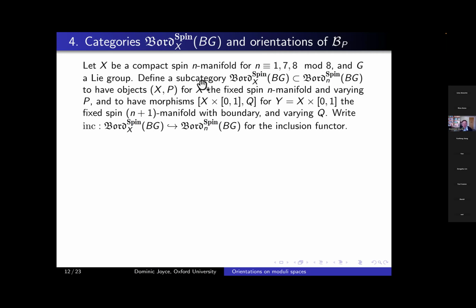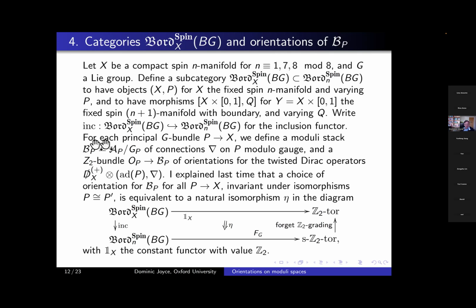Okay, and let G be a Lie group, so then we define a subcategory, bordism X spin BG, inside this Picard groupoid, to have objects X and P where X is fixed, and P can vary. The morphisms have the manifold Y fixed to be X cross [0,1], and then Q can vary. So then we write inc for the inclusion of this subcategory as a functor. So for each principal G-bundle P over X, there is a moduli stack BP, which is AP over GP, of connections modulo gauge. And there's a principal Z2 bundle OP over BP of orientations for the twisted Dirac operators, either the Dirac operator or the positive Dirac operator, depending upon n.